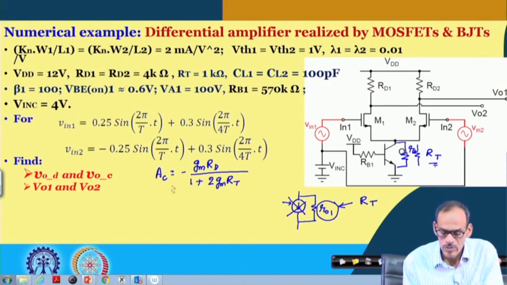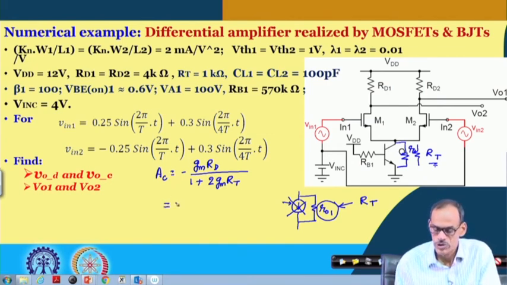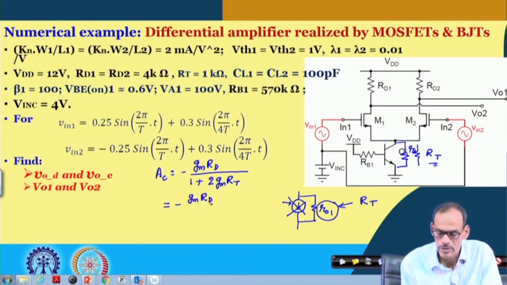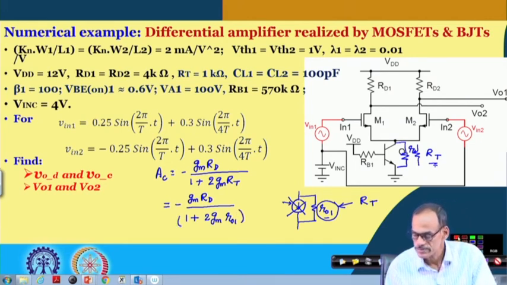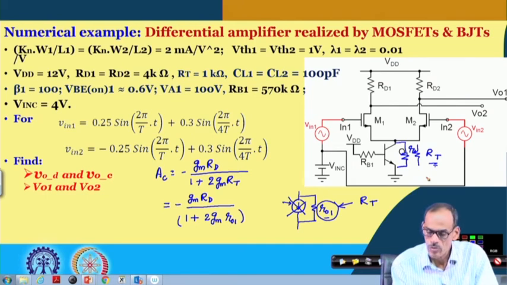So, it is now intuitive that the common mode gain becomes minus gm into RD, gm1 or gm2 both are the same, RD1 and RD2 are also the same, and in the denominator we have 1 plus 2 into gm into this RO1. And if you see its magnitude, RO1.